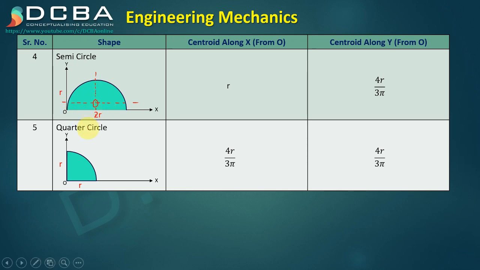Similarly, for a quadrant of a circle, the centroid lies on a line having an angle of 45 degrees. So it is 4r upon 3 pi from point O along x, and again 4r upon 3 pi from point O along y. So this is your centroid. These results need to be memorized because we will be using them for solving centroids of certain complex shapes.